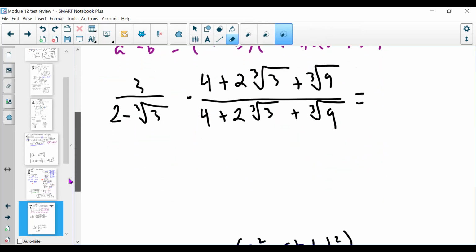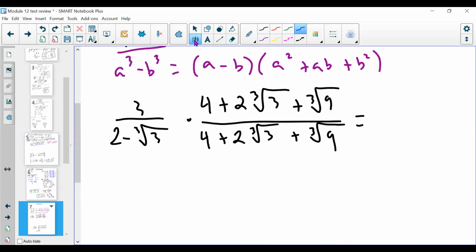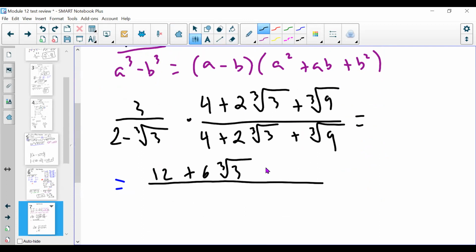All right. So let's go ahead and finish up this problem now. So I'm gonna multiply the whole top by 3. I'm gonna do it down below here. What you get is 3 times 4, which is 12. 3 times 2 cube root of 3, which is a 6 cube root of 3. And then 3 times the cube root of 9 is a positive 3 cube root of 9.